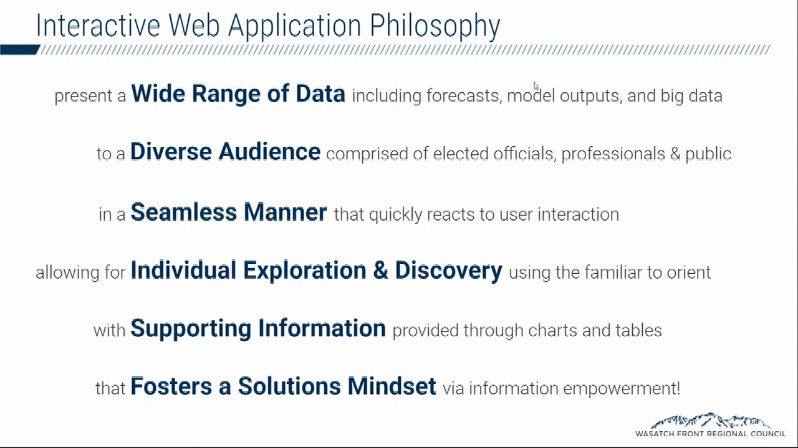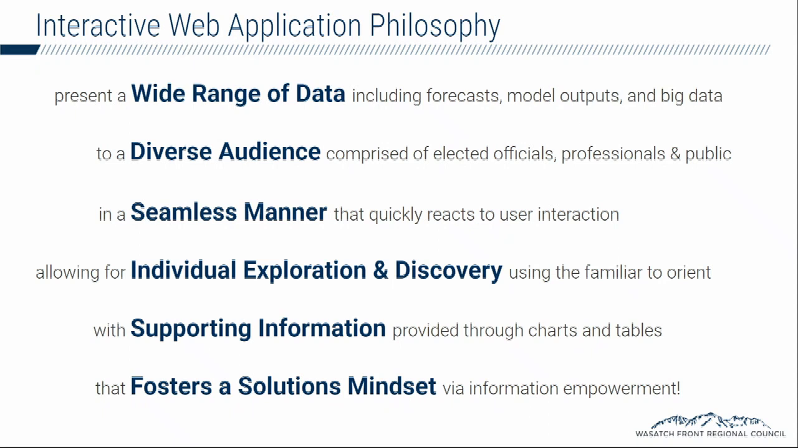So just before I get into the demos, the philosophy behind these: we have a wide range of data. As everyone knows, there's tons of data out there. As an MPO, we have lots of forecasts. We have all of our model outputs from our travel demand model. We have our land use model outputs. Our land use model uses parcel-based data, and it's estimated every year between the base year 2019 and the horizon year 2050.